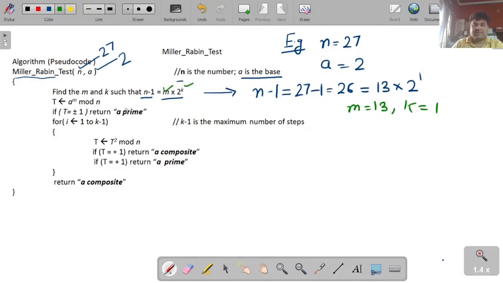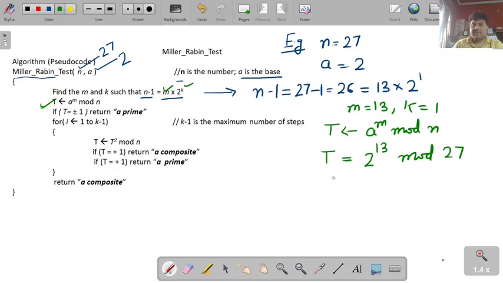Now move to the next step: find t. t is a to the power m mod n. We are aware of the values of a, m and n. So to find t, a is 2, m is 13, mod n, where the value of n is 27. You should know how to take the mod.